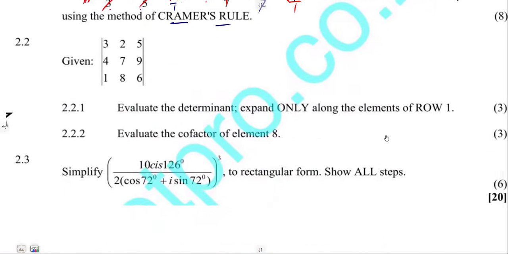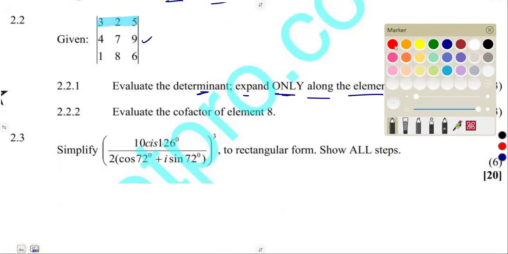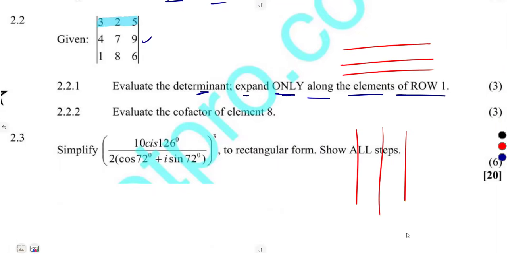Then let us consider another part, 2.2. Evaluate this, all right, from given. We are supposed to determine the determinant. Expand only along the elements of row 1. So we are considering row 1. This is our row. These are rows like this. These are columns. So the row 1 is the first one that is on top. So on the first row, you know, the sign is going to be plus, minus, plus like that. So that is expanding.